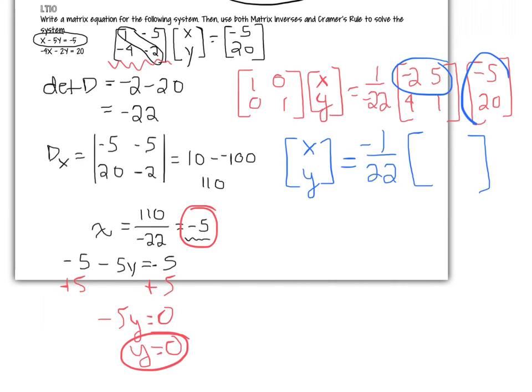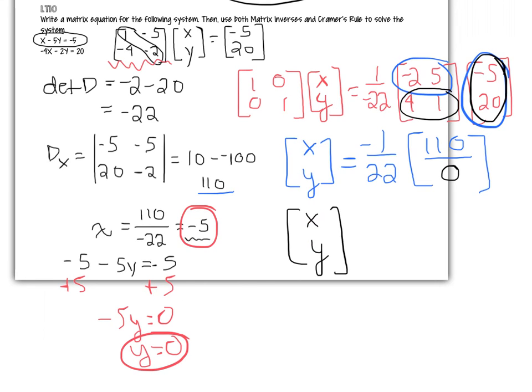So row times column. -2 times -5 is 10, plus 5 times 20 is 110. Notice how those ended up being the same. Now we have 4, 1 times -5, 20. So 4 times -5 is -20, plus 1 times 20 is 0. When we distribute in our scalar of dividing by -22, we get the same exact solutions of -5 and 0.